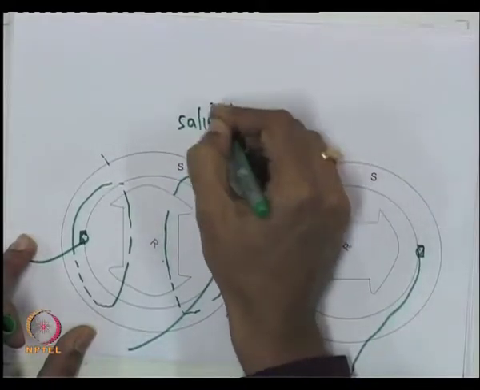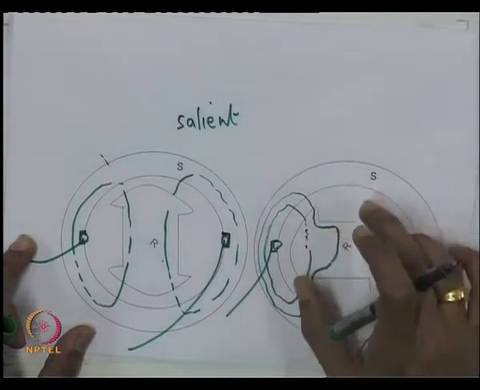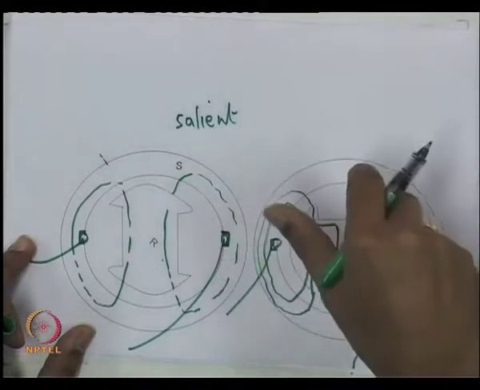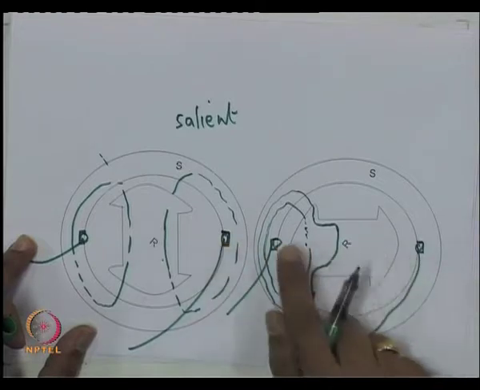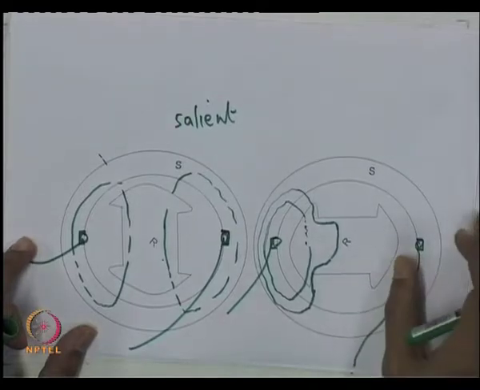This is not true, of course, for a cylindrical pole machine, because practically the reluctance is the same for a cylindrical machine. So, the self inductance of this A winding will also depend on the rotor position. That is one important point which you should remember. Now, let us just stick to a cylindrical pole machine.